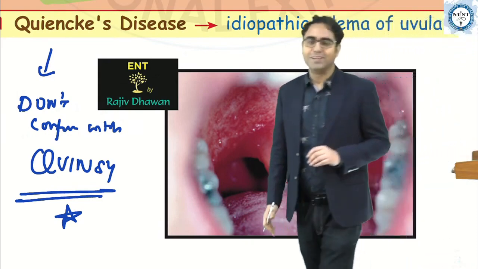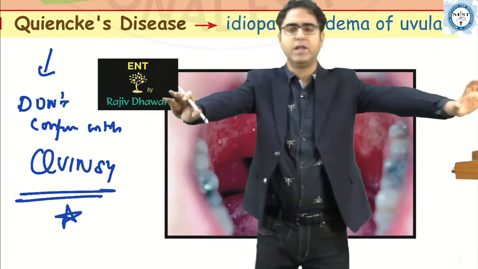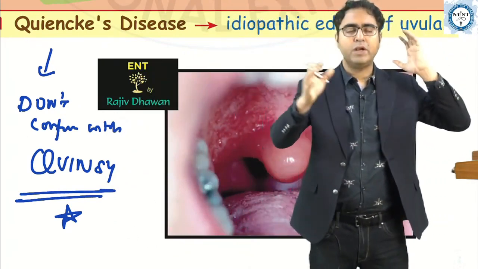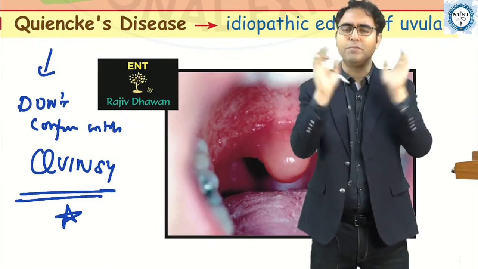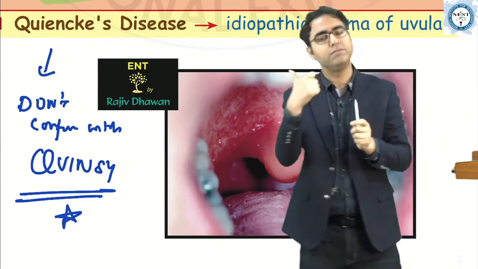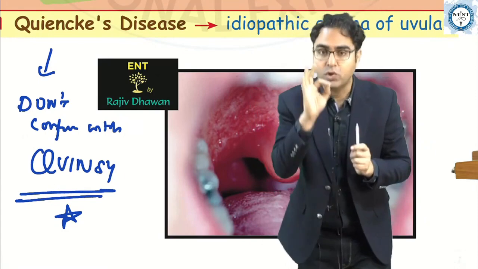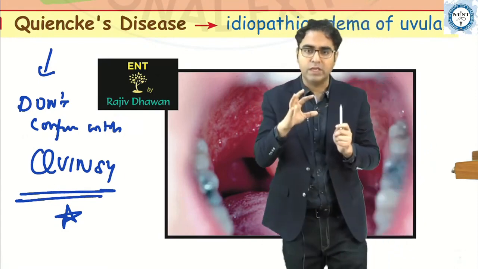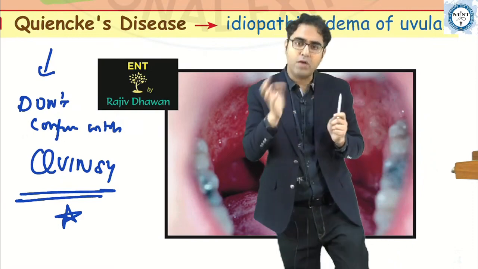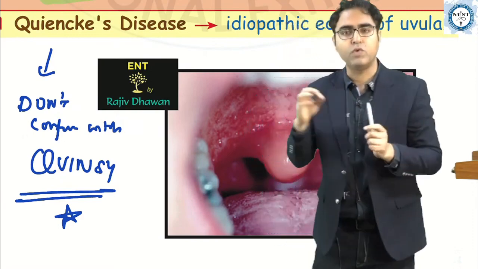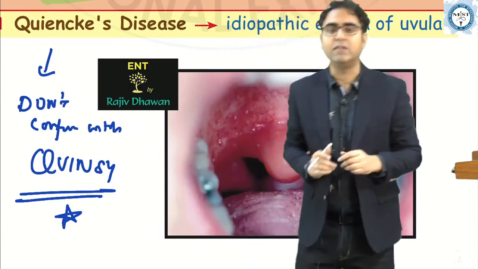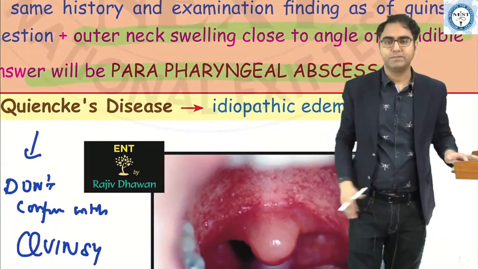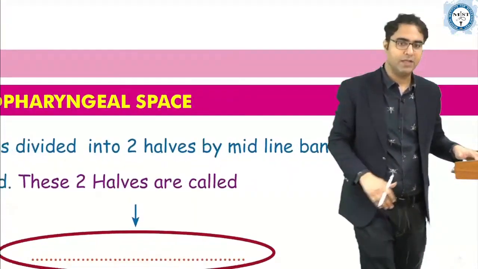Can we go further? So Quinsy is a very important clue. Uvula angulated, plummy, hot potato voice, trismus is Quinsy. Very simple. If you see the picture where the uvula is angulated, it is Quinsy. But make sure of one thing: in Quinsy, there should be no outer neck swelling. If a question is similar to Quinsy, but along with that it mentions a neck swelling close to the angle of the mandible, then please change the answer to parapharyngeal abscess. Chalo, now let's go further.